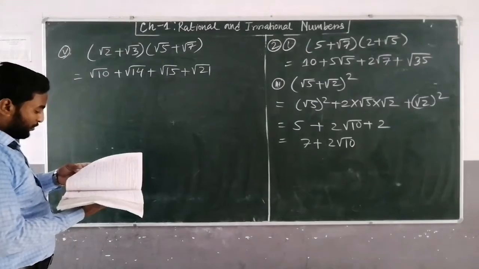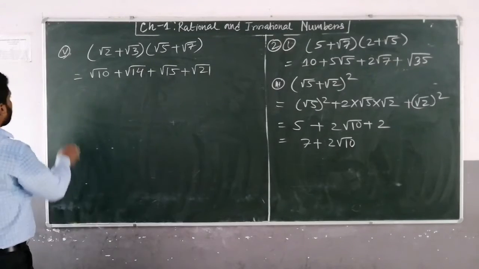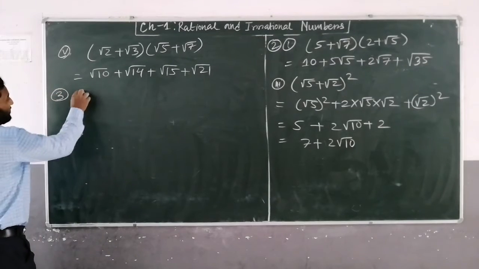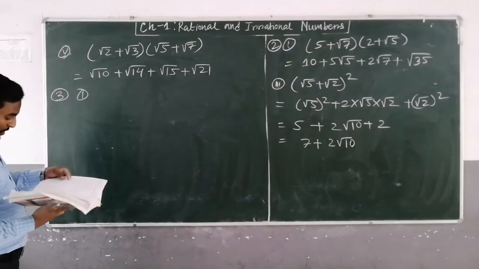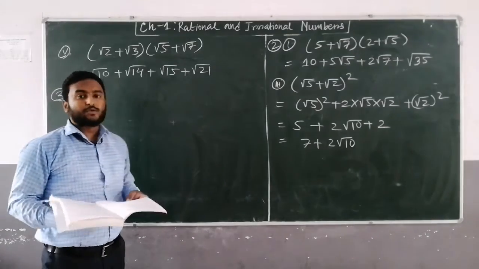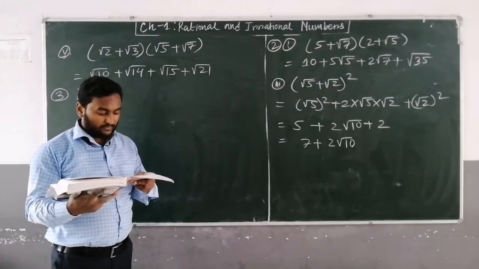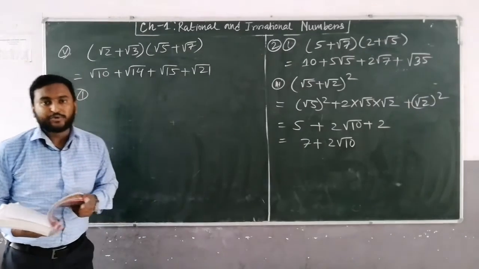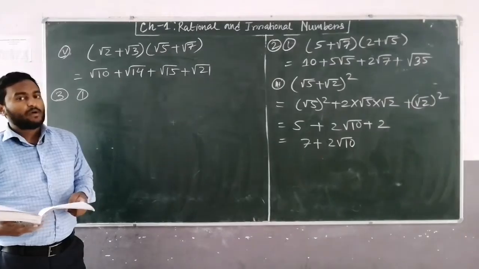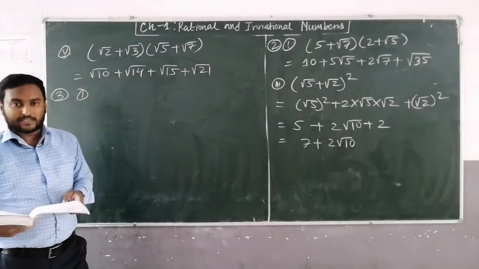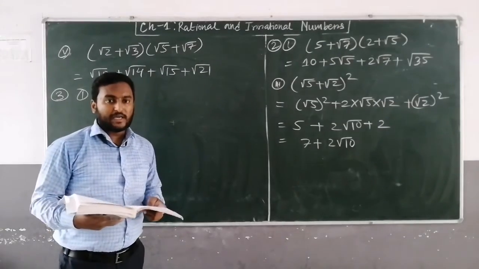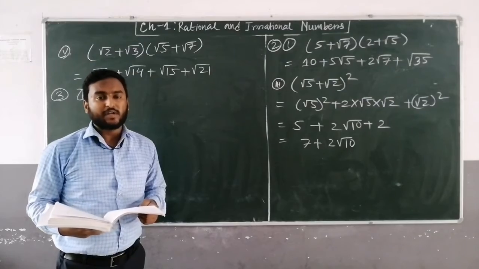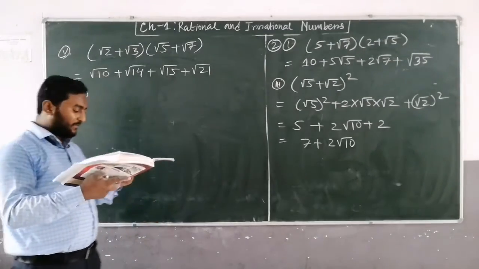Now I am coming to question number 3, first part. If under root 2 equals 1.414, then find the value of the following. Here the value of root 2 is given. You have to place the value, and before that you have to simplify. After simplifying, if root 2 is there, then you have to place 1.414 in place of root 2. So take the first part.